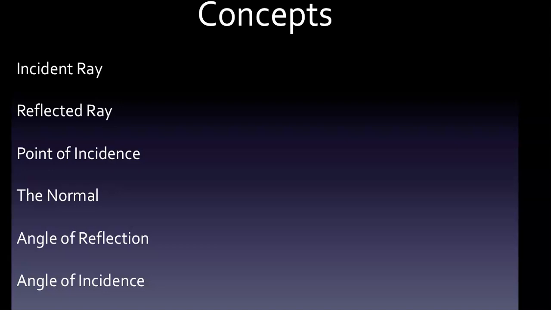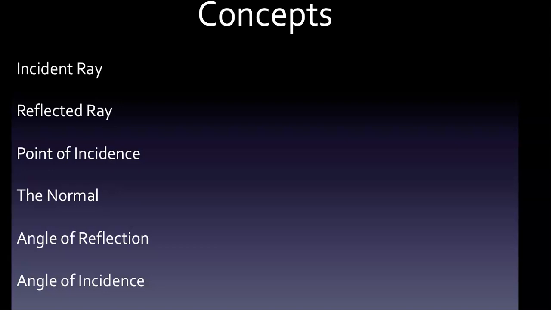The ray that gets reflected away is called the reflected ray. Kind of like exactly what it sounds like, right? The point at which the light hits the surface, that's called the point of incidence. If a line is drawn perpendicular to the point of incidence, that's called the normal.